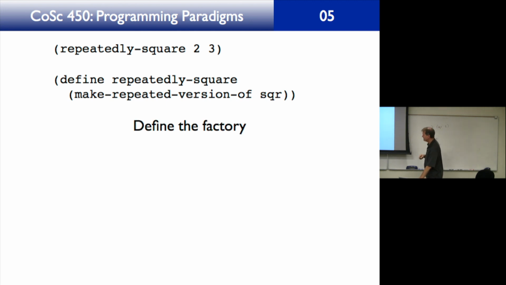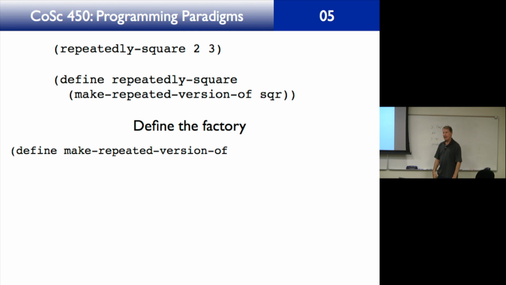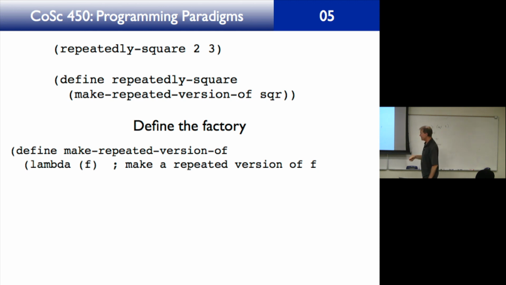So here we go. Now, do you remember what the format's going to be? Can somebody tell me what's the first line? Anybody out there? Yes, define, make repeated version of. All right. And then what always comes next? Lambda. But now, how many parameters for this lambda? 1 or 2? 1 is correct. Good. Okay, so it's lambda f. We're going to call it f. And this f is going to correspond to what when we call it SQR, right? The square function. So lambda f, make a repeated version of f.